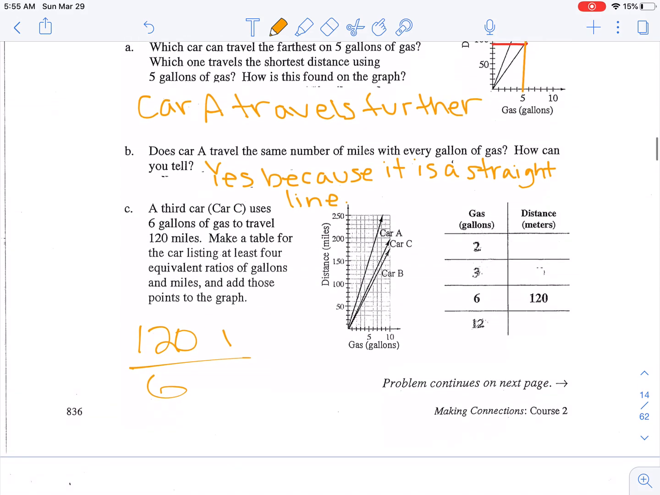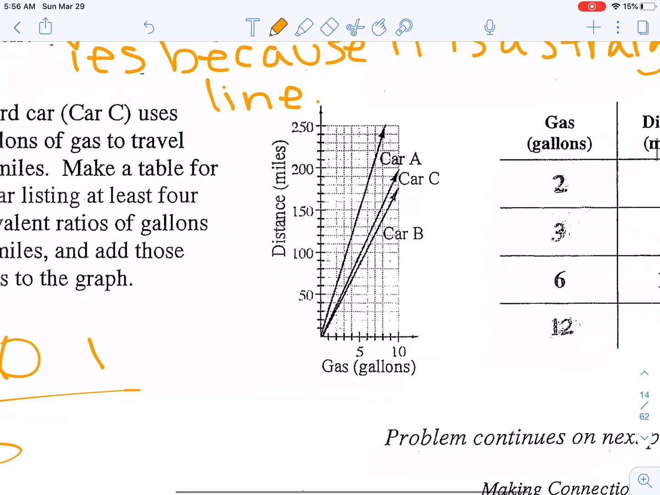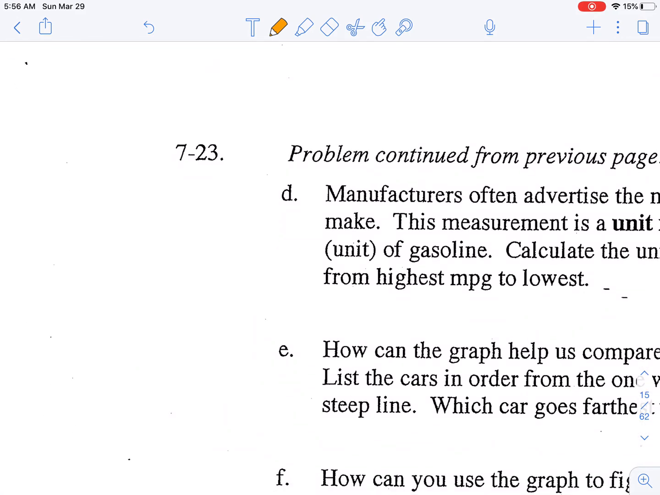So if we look at this graph, which is going to be the lowest? It's going to be car B because that line is the least steep line. Car A is actually the steepest, so it goes the furthest on 1 gallon of gas. So I'm going to write A, C, B in that order, so we know that's the highest to the lowest. And now we need to find it.